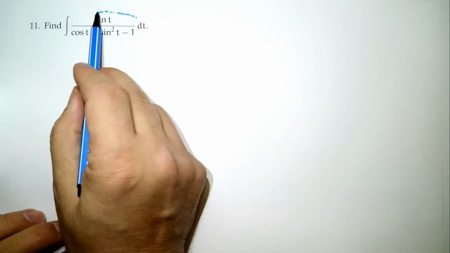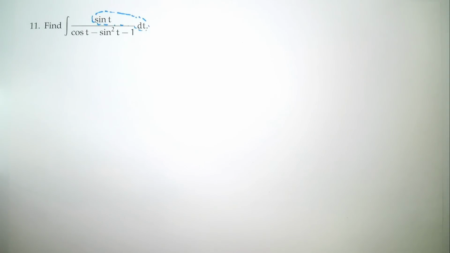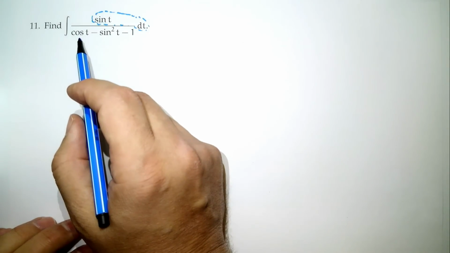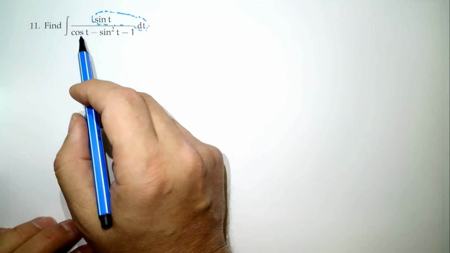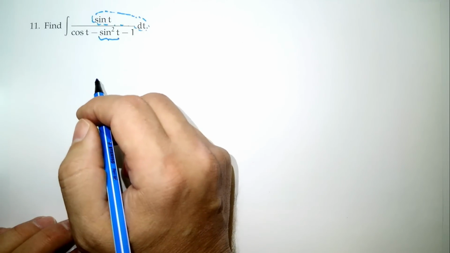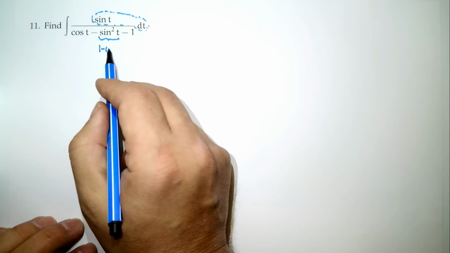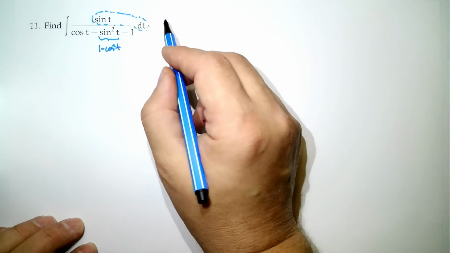Well, notice the sine t, that's attached to the dt. That's where you're going to get your clue for substitution. What, when you take the derivative, gives you something that looks like sine? Cosine. So the question is, can we make everything else in terms of cosine? Well, the good news is, we can make cosine in terms of cosine. Can we do sine squared in terms of cosine? Yeah, so sine squared, that's 1 minus cosine squared.